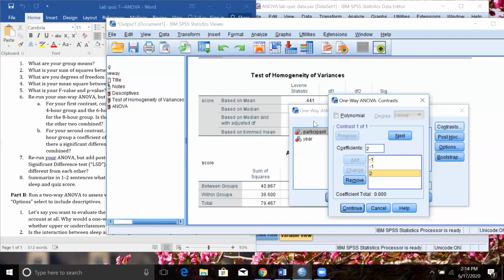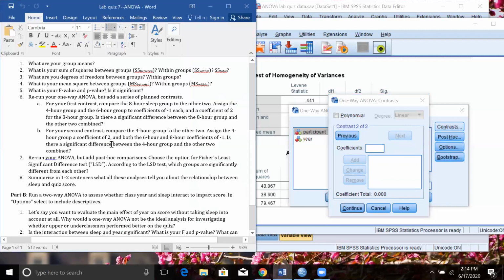Okay, so don't do anything yet. You can actually run multiple contrasts in the same analysis. So if you just click next, this enables you to run a second contrast. We're going to do the same thing, but switch up what we're comparing to what. For your second contrast, compare the 4-hour group to the other two. Assign the 4-hour group a coefficient of 2 and both the 6 and 8-hour coefficients of -1.